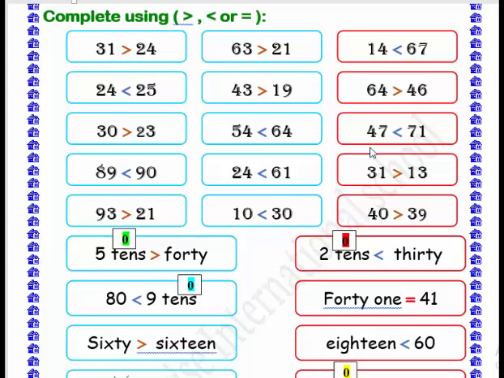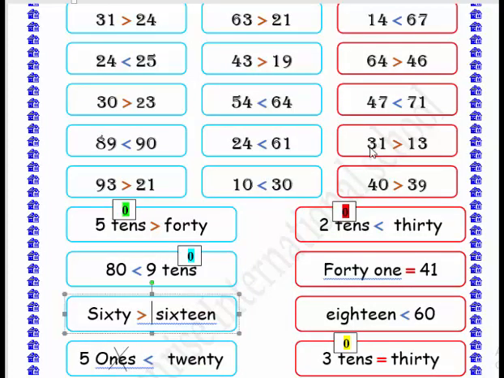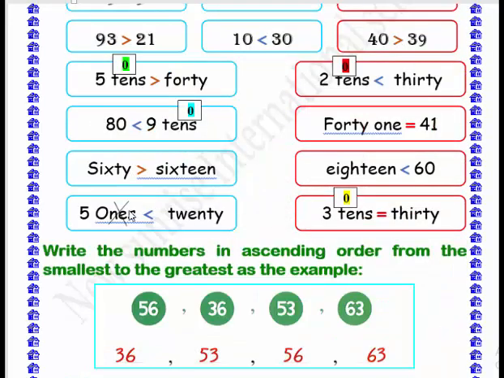80 and 9 tenths. 9 tenths cross tens, put 0 to be 90. Which is bigger, 8 or 9? 9, so 80 is less than 90. 41 and 40, this is equal. 60 bigger than 16. 18 less than 60. 5 ones and 20. 5 ones cross ones. 5 ones equals 5 and 20, which is bigger, 20, so the mouse of the fish eating 20. 3 tens and 30. Cross tens and put 0, it will be 30. And this is 30 and this is 30, so this is equal.